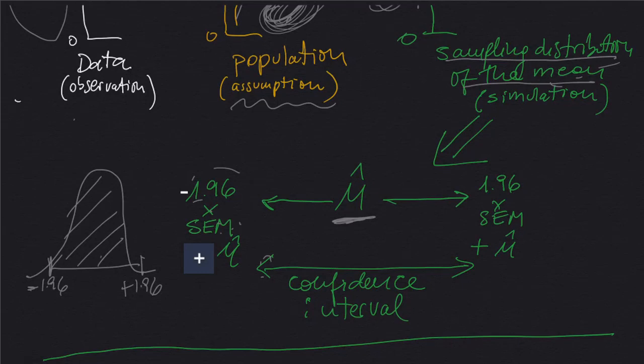The way we calculate the confidence interval is by first identifying the lower bound of the interval by doing negative 1.96 times the standard error of the mean, and we add the mean of that distribution, which is the mean of the sample and the assumed mean of the population. And then the upper bound of that interval is 1.96 times the standard error of the mean plus the mean of the sampling distribution of the mean.